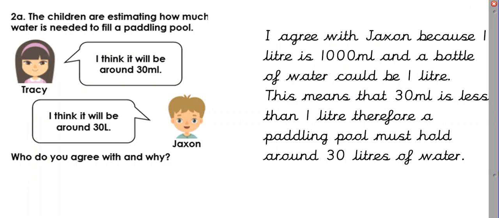So my answer then would be, I agree with Jackson because 1 litre is 1,000 millilitres and a bottle of water could be 1 litre. This means that 30 millilitres is less than 1 litre, therefore a paddling pool must hold around 30 litres of water. Because if you think about a small bottle of water that's 500 millilitres, so quite a lot more than 30 millilitres, and you pour that into your paddling pool, it will hardly fill any of it.